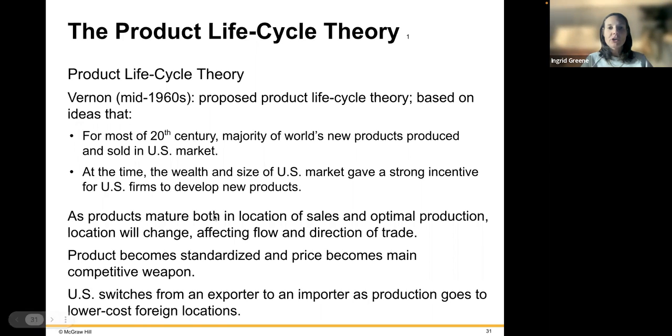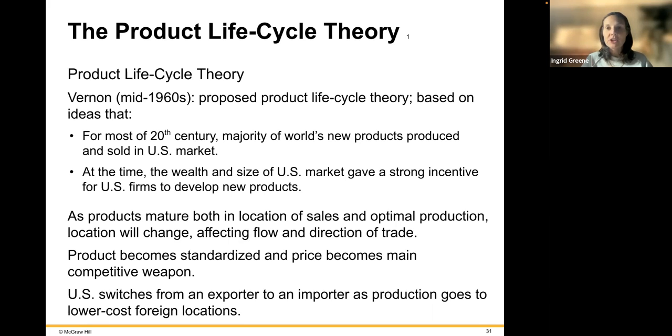So as products mature, both the location of sales and the optimal production location will change, affecting the flow and direction of trade. This is the idea that once they have smooth production and the product is somewhat set or finalized, then they feel a little bit more comfortable potentially moving that production offshore. Other countries are maybe able to do it. At least in the 60s and 70s, they were moving things to Spain.